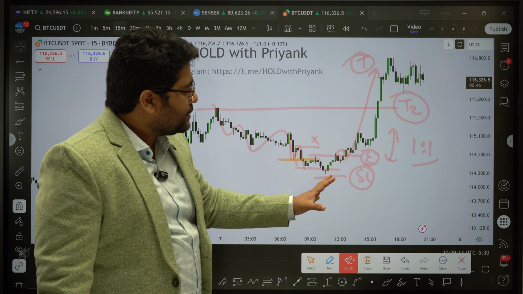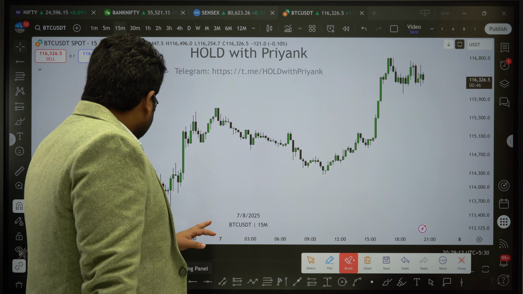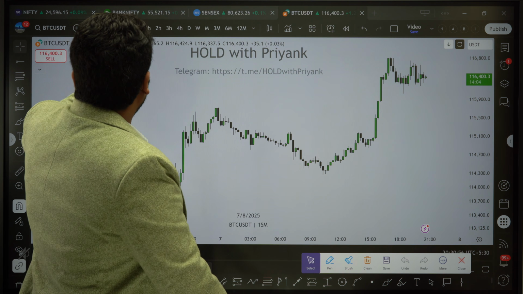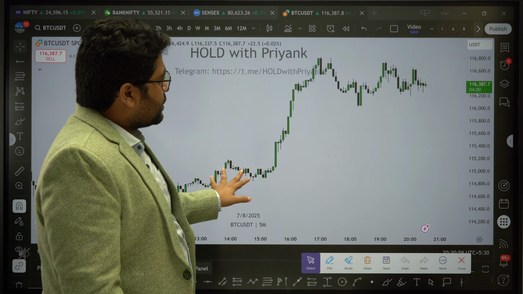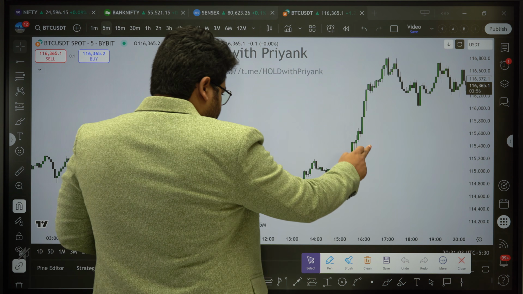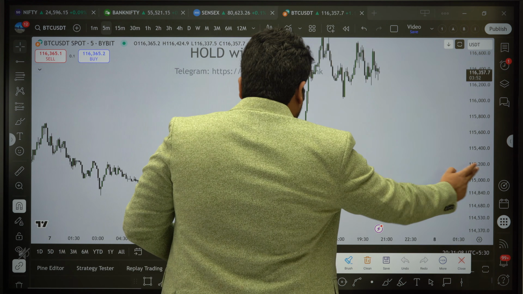So I showed you on the daily chart, I showed you on the 15-minute chart. Let me try on 5-minute as well, and let's see if I can find any setup there. So I'm going on the 5-minute chart. There we go. And look at here. Do we have any setup here? No, no, no. Not here, not here, not here. There we have one. Not a very good one.